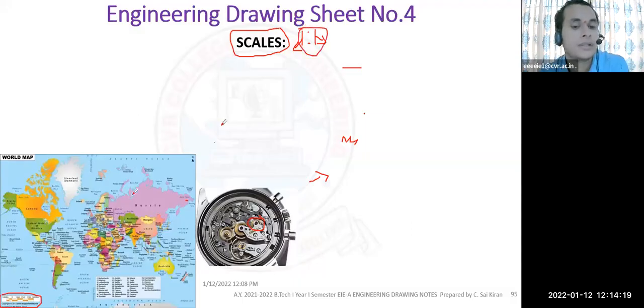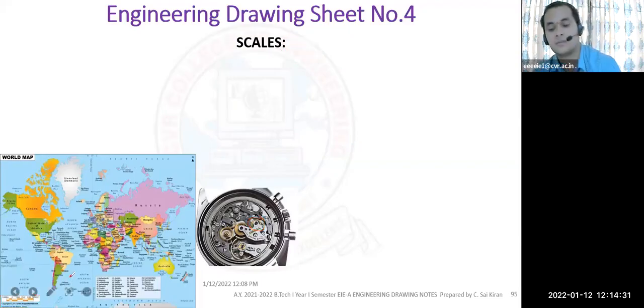If we are reducing, then the denominator will be a higher value. If I am enlarging, the numerator will be more. So this is the basic concept of the scale. Whether the object has a higher dimension than your drawing sheet or a very lower dimension, you are able to draw it by using the scales concept.